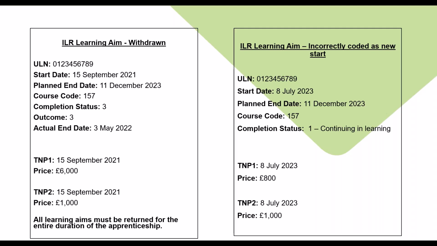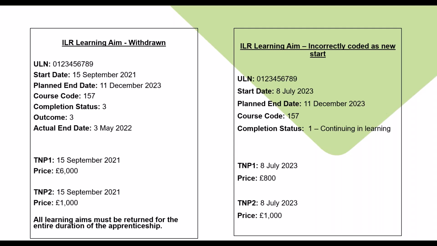But as I say, all learning aims for the entire apprenticeship with that provider should always be returned in the ILR. Effectively, an apprentice can only ever start an apprenticeship once. So if they take a break in learning or are withdrawn, then when they return, even if it is 18 months later, this is always a restart. It should never be recorded as a new start, and both learning aims should always be returned.